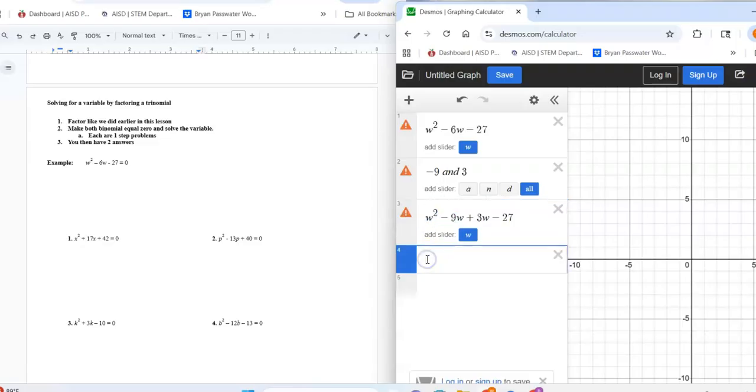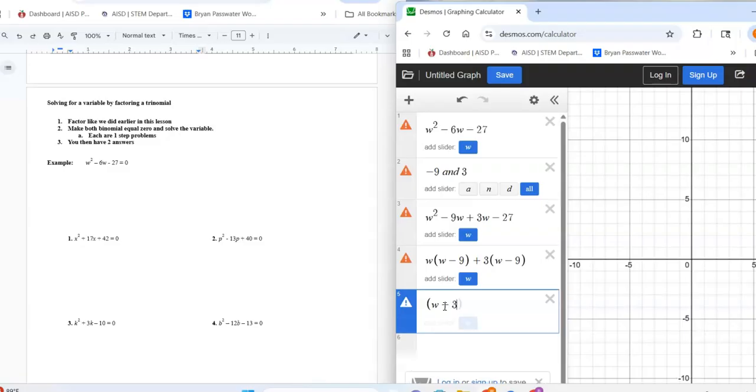So what's the greatest common factor of that? It's w, and that becomes w minus 9. And then the greatest common factor of 3w and negative 27 is 3, and that becomes w minus 9. And notice that we now have this answer, w plus 3 times w minus 9. Okay, but it equals 0.